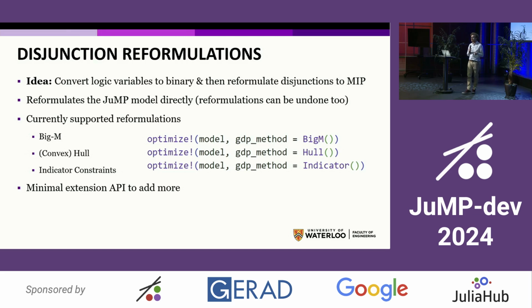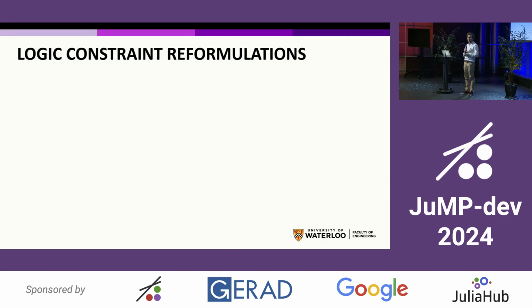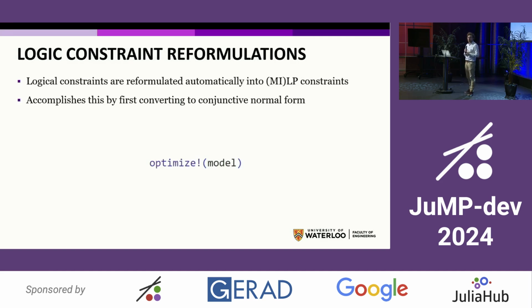We also have an extension API, so it's quite easy to add another method, and we plan to add some more. So with the logical constraints, what we do is we will automatically reformulate those into, if we need to, mixed integer linear constraints, or just linear constraints. We do this by converting to the conjunctive normal form behind the scenes, and then we can follow a recipe basically to turn the crank and get these out of it. Currently, that is all it does.